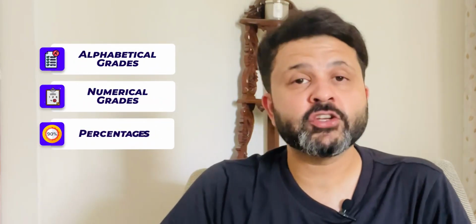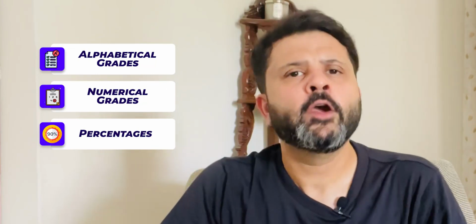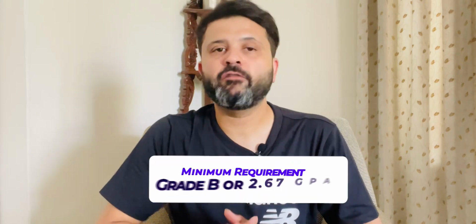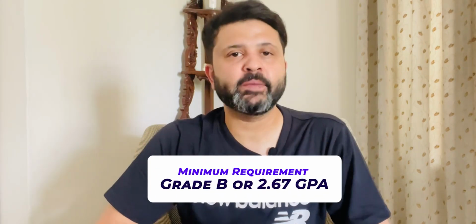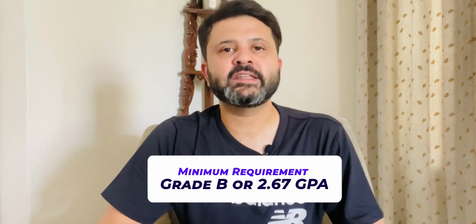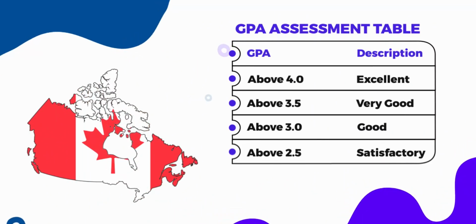Canadian universities and colleges may also opt for the use of 1. Alphabetical grades, 2. Numerical grades, 3. Percentages, or 4. A combination of them. Also, the passing grade in Canada depends on the university. However, most universities generally have a minimum requirement of B grade or 2.67 GPA. You can refer to the specific college website to see what your preferred university expects from you. But here's what a general GPA assessment table looks like in Canada.